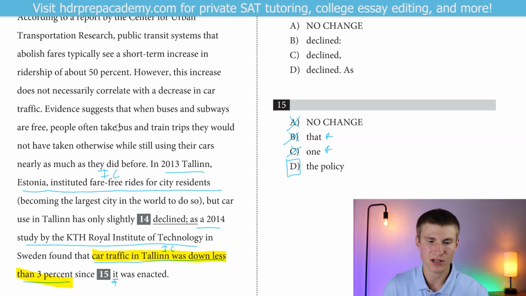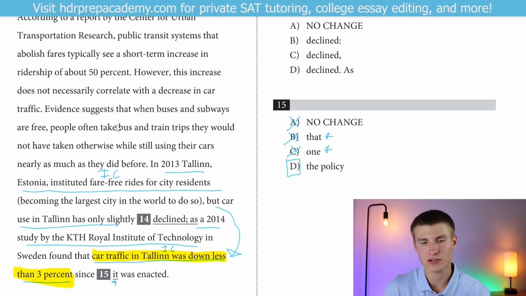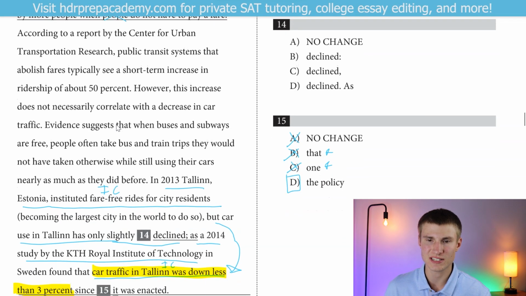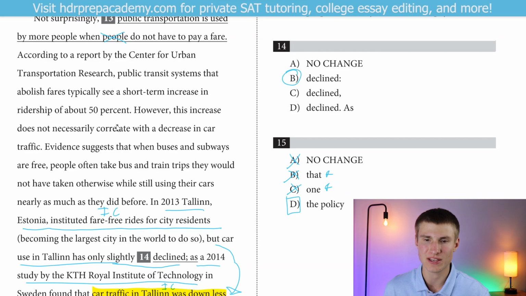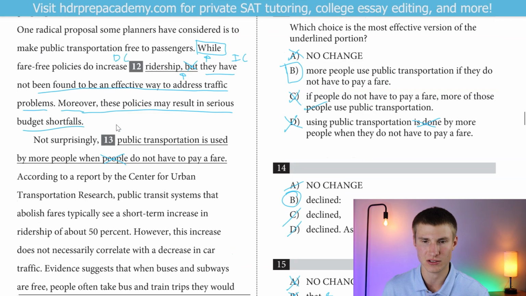How are we going to connect two independent clauses? Well, in this case, we need to pay attention to the relationship between them. If our second independent clause is explaining or illustrating the idea in our first, as this one is, where we say car use in Tallinn has only slightly declined, keep in mind that that's an independent clause as well, right? Car use in Tallinn has only slightly declined. We're illustrating that in this next independent clause. So if we're going to connect two independent clauses where the second is illustrating the idea in the first, we connect them with a colon. Therefore, our answer for 14 has to be answer choice B.